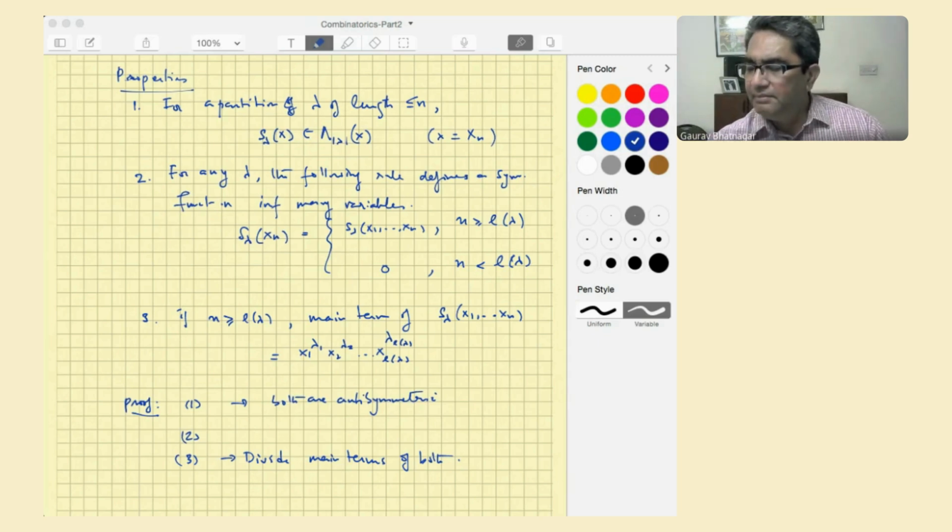So next time we'll look at the combinatorial definition and do some more examples, hopefully.